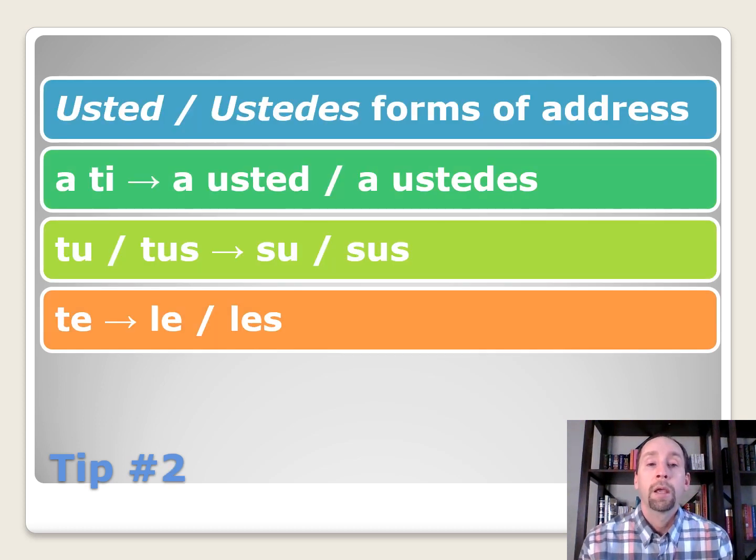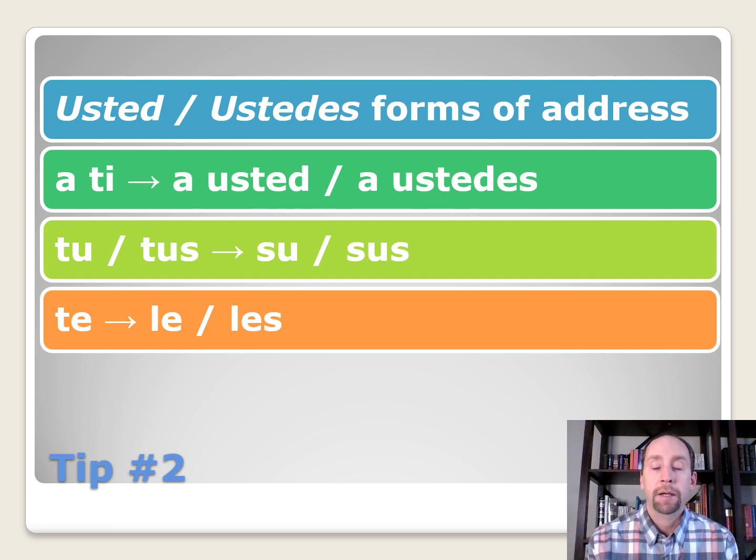Tip number 2. Okay, there's certain portions of the exam where you need to use the formal form of address, and it may be the usted or the ustedes forms. And the AP test does this purposely because most often in everyday conversation you're using the tú form, and they want to see if you know how to use the usted or the ustedes form if you're being polite or addressing a group of people. So here's a couple quick ways to do that.